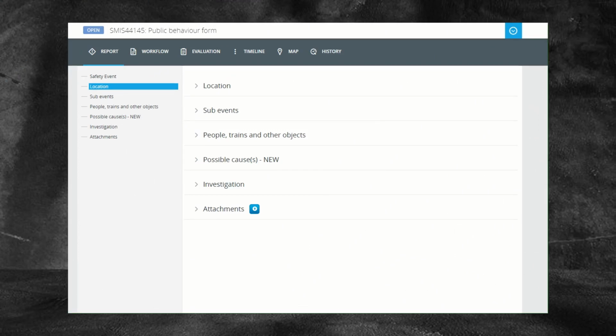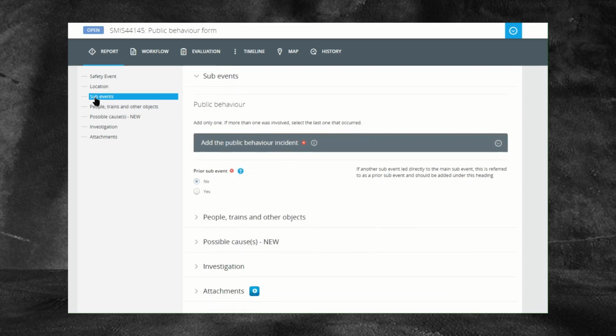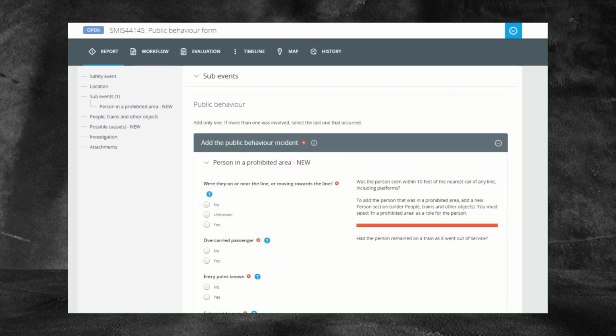Let's look at the main sub-events section for person in prohibited area. So I'm going to go to the sub-event section repeater and add person in prohibited area. You can see immediately the red bar appearing, which is the object guidance, to remind you about adding objects to this event type, which in relation to person in prohibited area is the person object, so the person that was in the prohibited area. But I'll cover people, trains, and objects in a future section of the video.